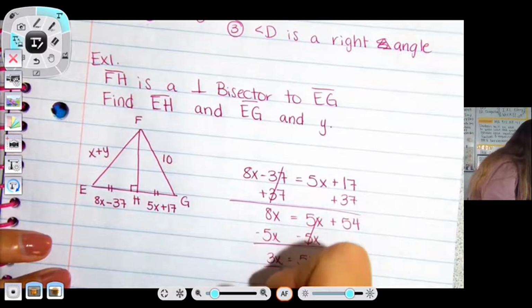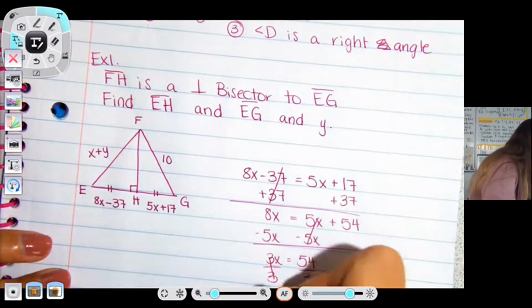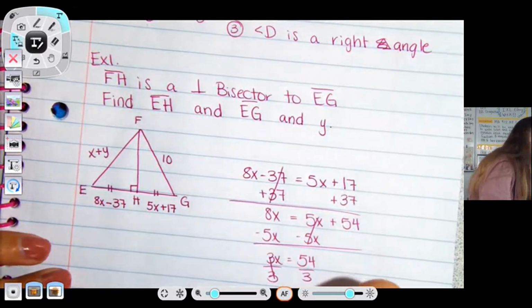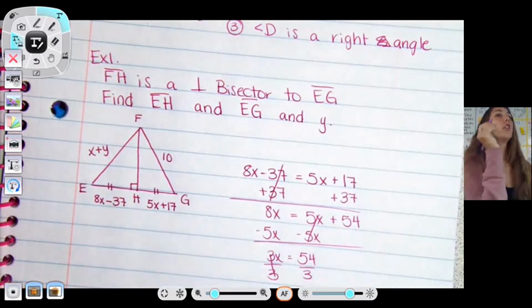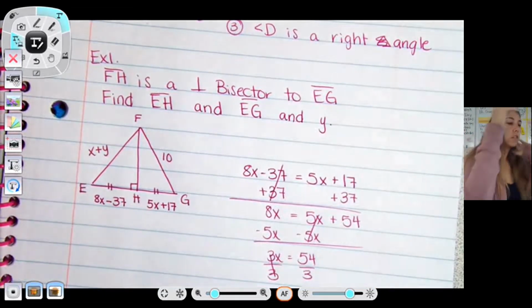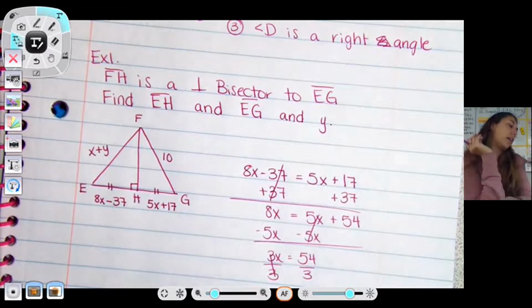It's x equals 18. What is x? 18. Is this what we got, people? Yeah. Okay, good. So now use the information to plug in the rest of the stuff. Your goal is to figure out what EH equals, EG, and y.